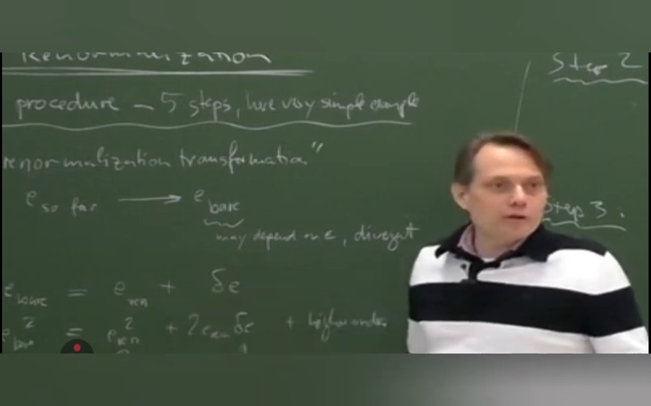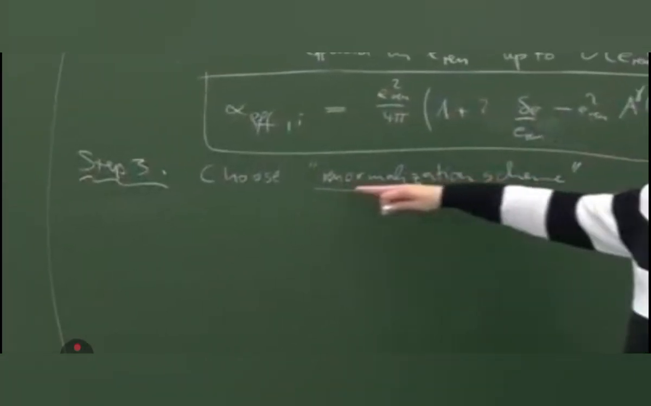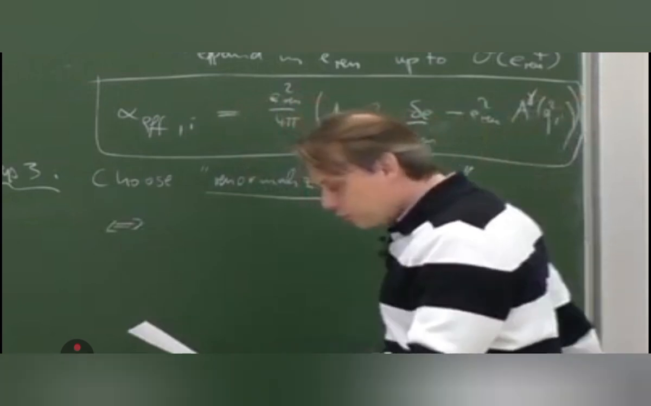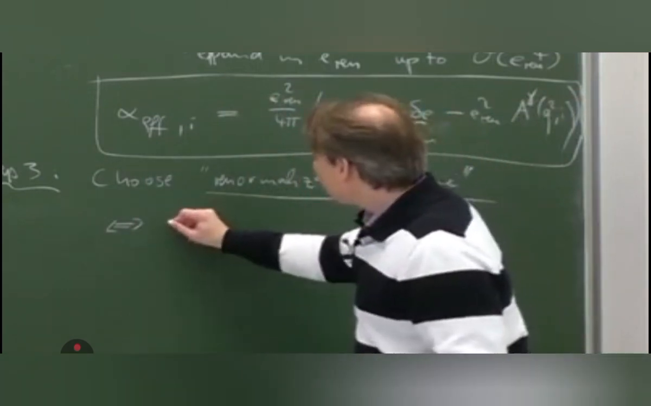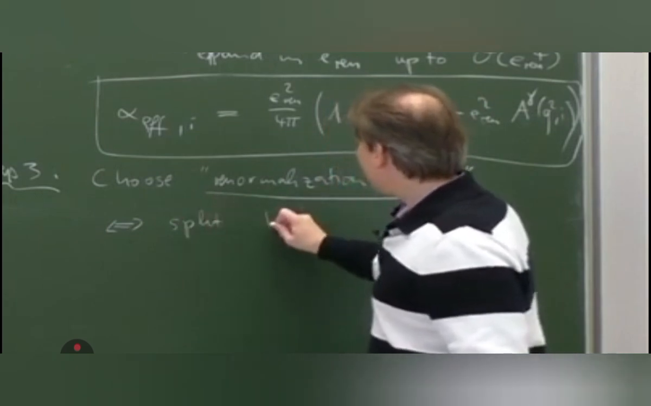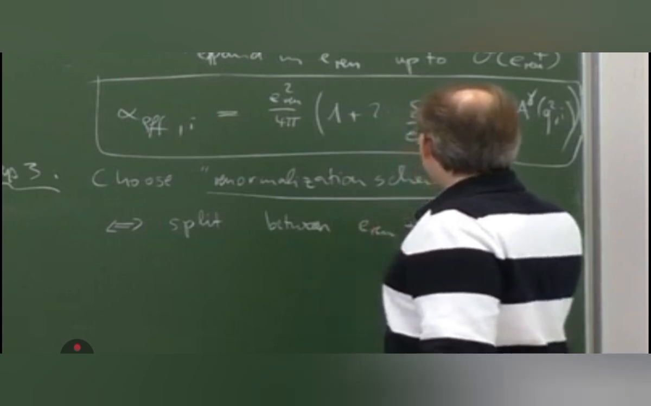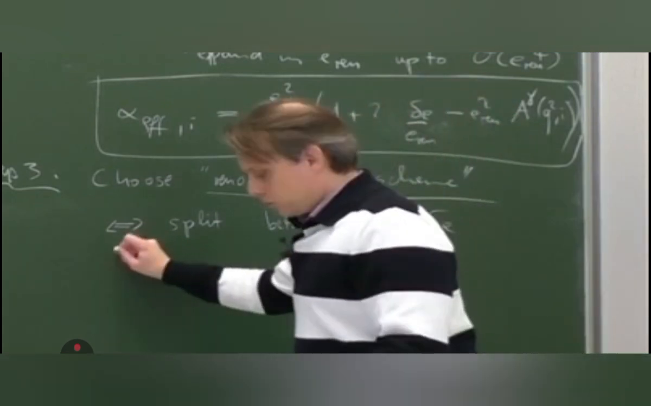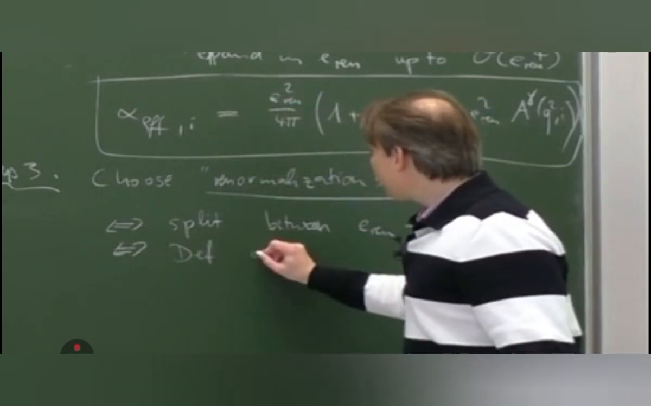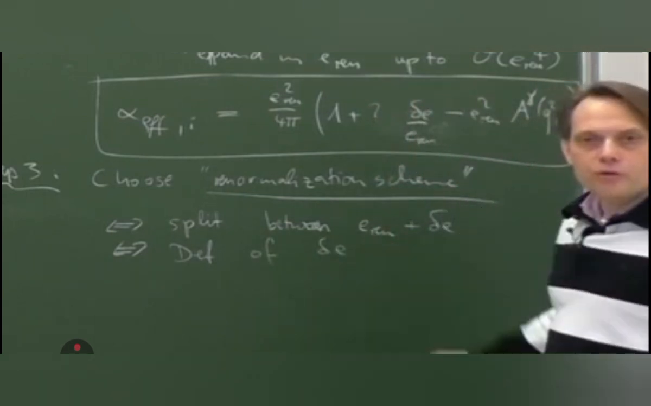So there is of course an ambiguity here, and fixing that ambiguity amounts to choosing what we call a renormalization scheme. So let me write this in a few different ways, all of which are useful. So choosing the renormalization scheme is equivalent to choosing the split between E renormalized plus delta E. That is also equivalent to saying that you write down a definition of what you mean by delta E as a function of the renormalized E.